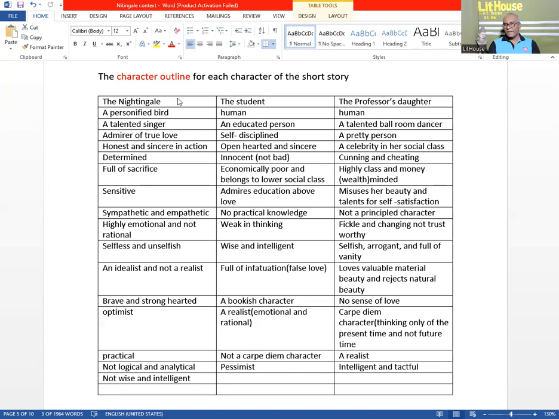Determined. The nightingale is determined. Never give up. She never gives up. Giving up. No abandoning. What she begins, she continues. She never stops. No stopping. That is the meaning of determined.